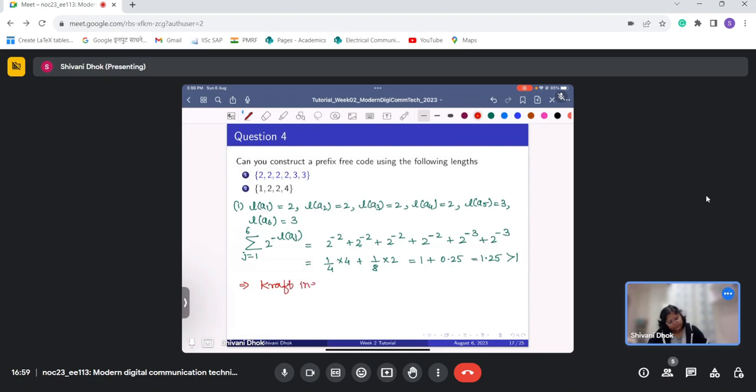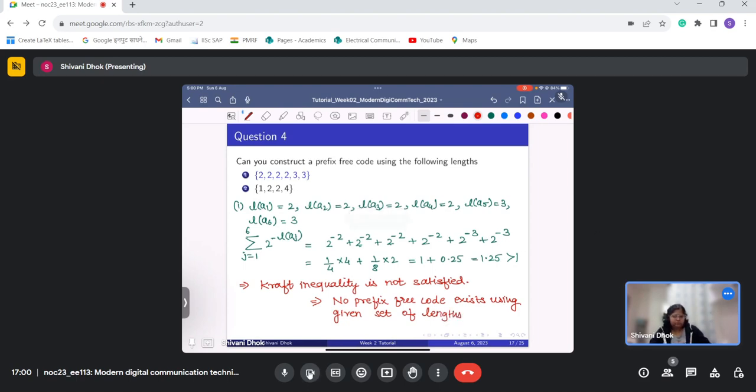Kraft inequality is not satisfied, which means no prefix-free code exists using the given set of lengths. Okay. I hope this part is clear.